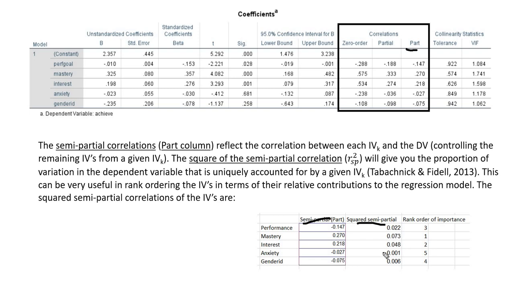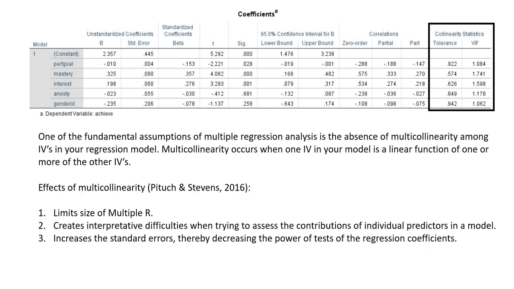This is the square of them, reflecting the proportion of variation in Y uniquely accounted for by the independent variable, and then just kind of assign the rank ordering. And you can see it's the same rank ordering that we saw before with the standardized regression coefficients.